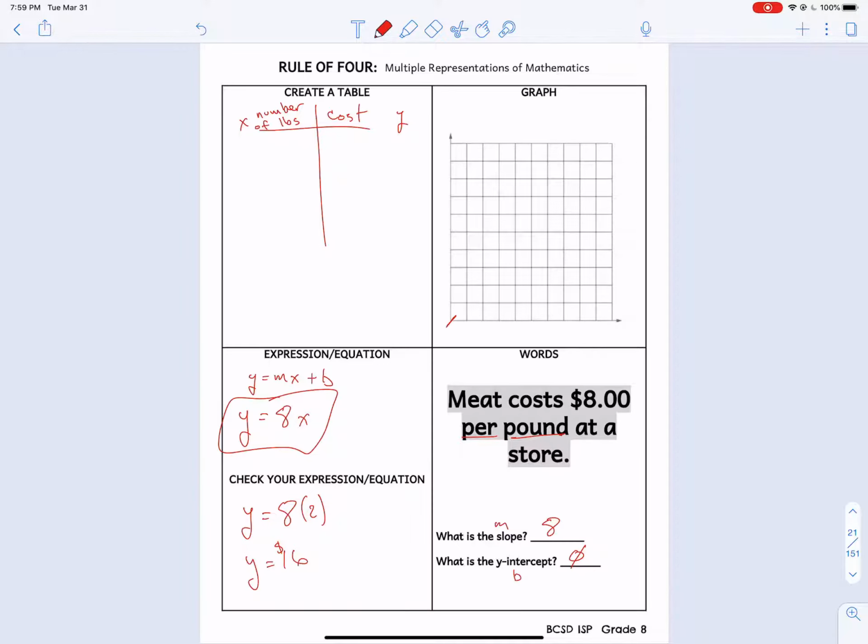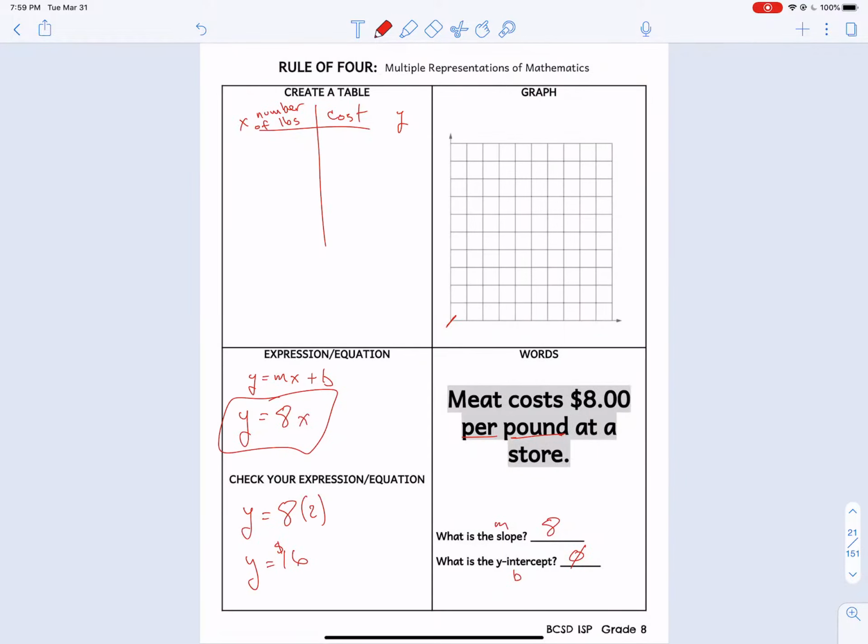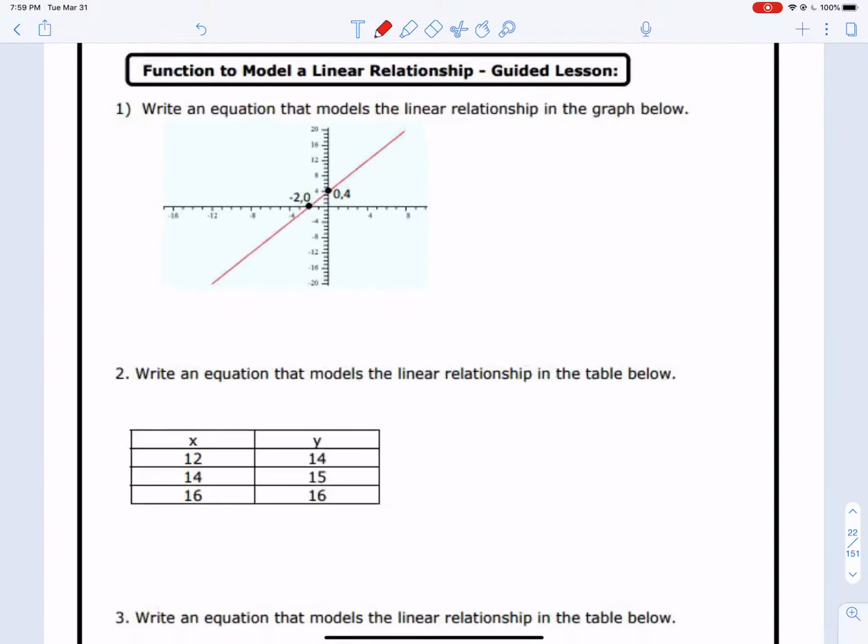Okay, again, pause it, finish it, check your work, and you can leave a comment if you have a question. So the next page. Number 1: write an equation that models the linear relationship in the graph below. Number 2: write an equation that models the table. Number 3: write an equation. So these are all equations. Going back to the previous page, what do we need for an equation? We need slope and we need y-intercept.